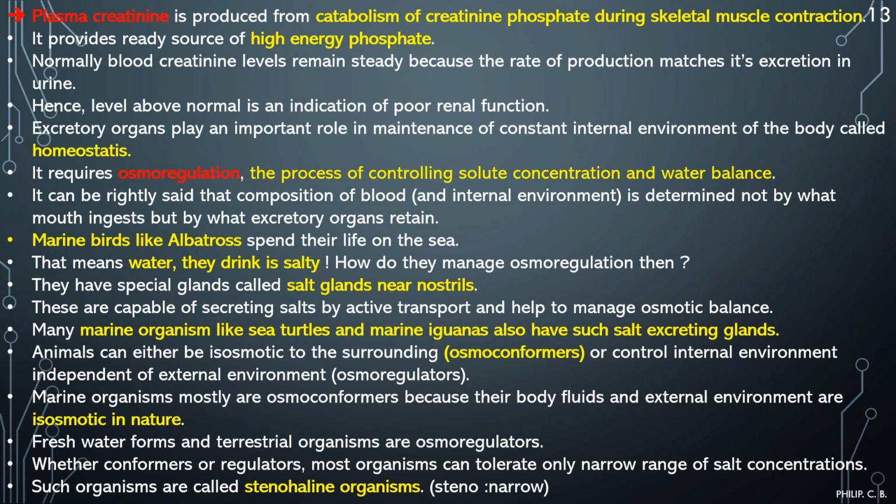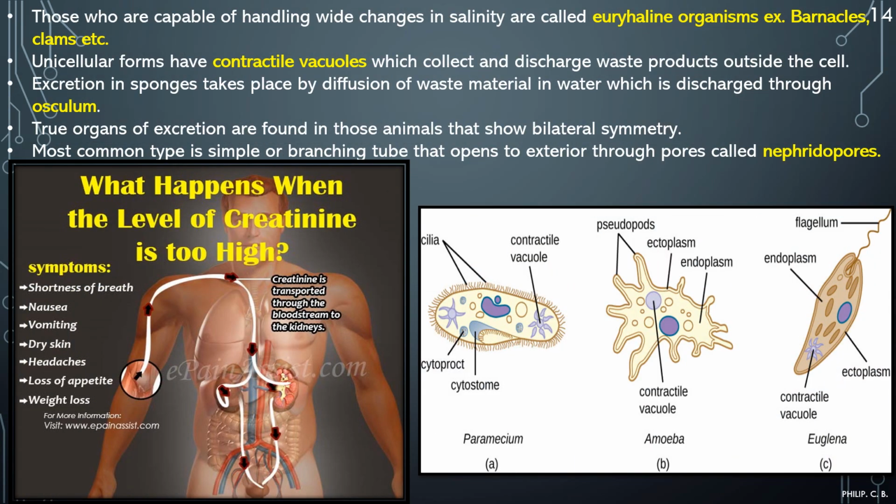Whether conformers or regulators, most organisms can tolerate only a narrow range of salt concentration. Such organisms are called stenohaline organisms. Another term: stenohaline organism. What are those organisms? Those which can tolerate a narrow range of salt concentration. Further, those who are capable of handling a wide range in salinity are called euryhaline organisms. So one which can handle it is euryhaline, otherwise stenohaline. Examples are barnacles, clams, etc.